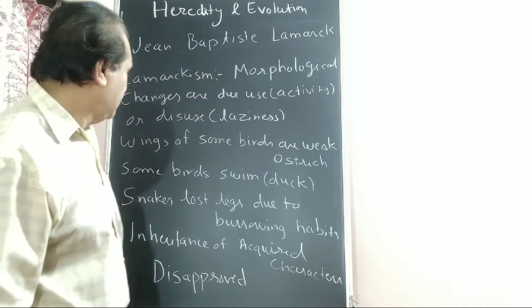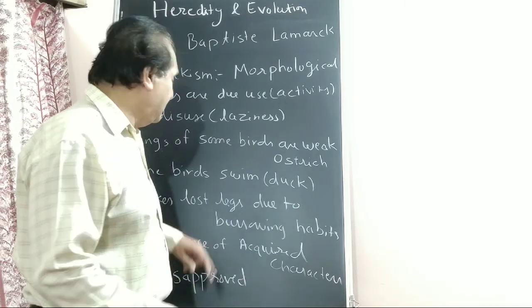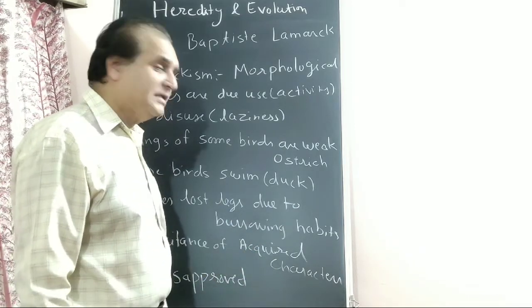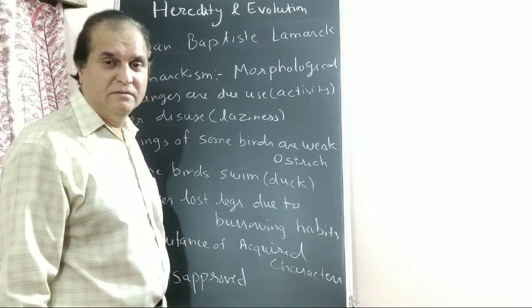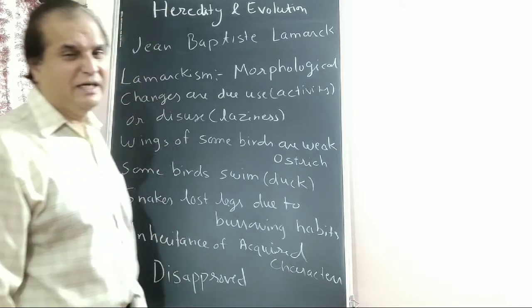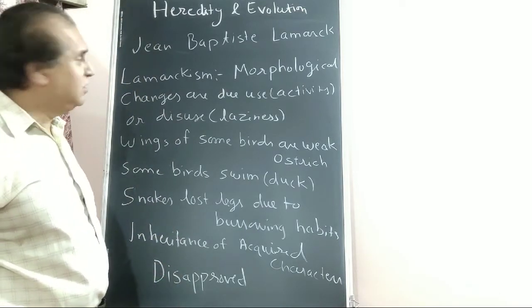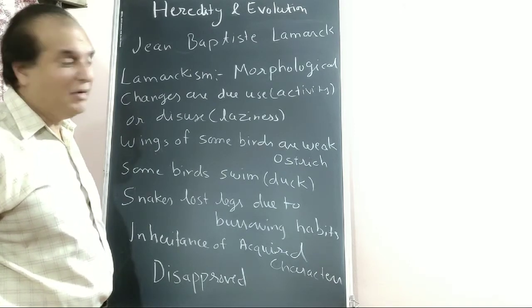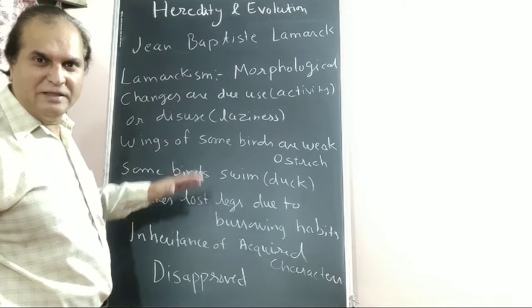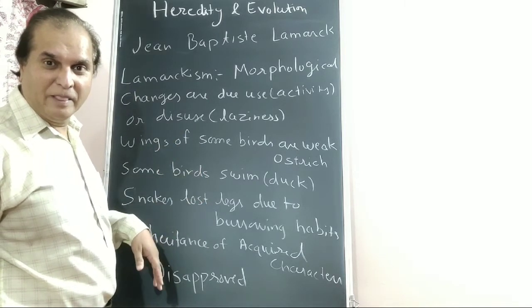Modification took place in the generation according to Lamarck. Understanding? Acquired characters were inherited, passed to the next generation. So this theory was disapproved. But you should know the theory. A short note can come on Lamarckism. You have to write many things like this. Okay?